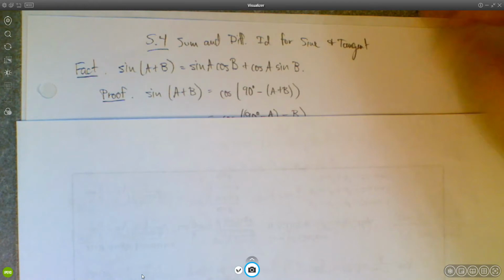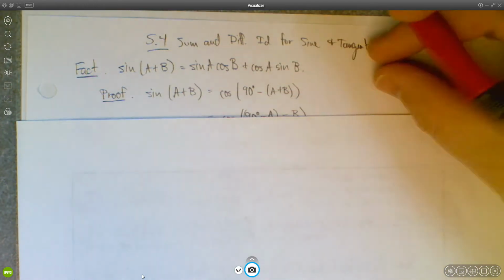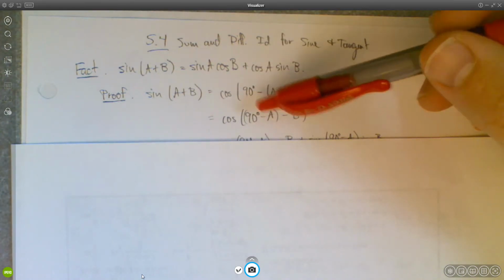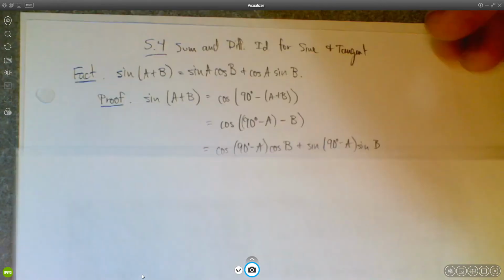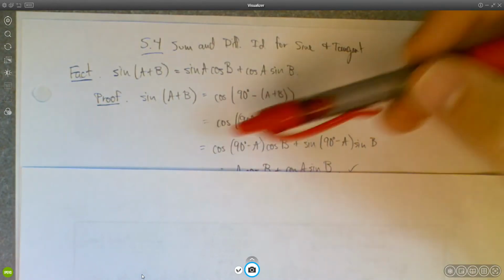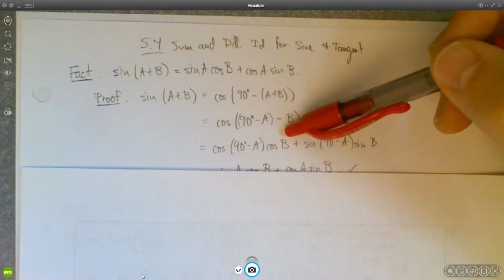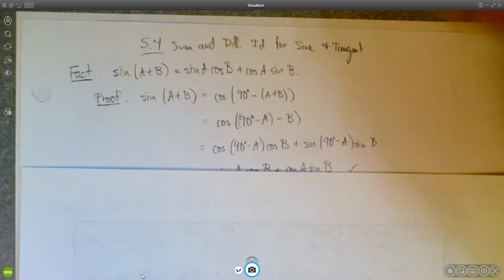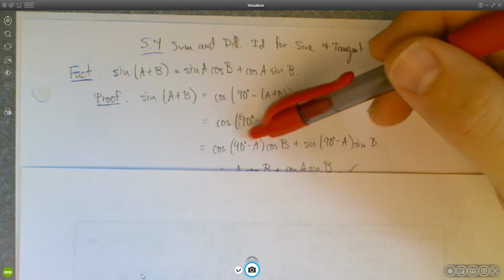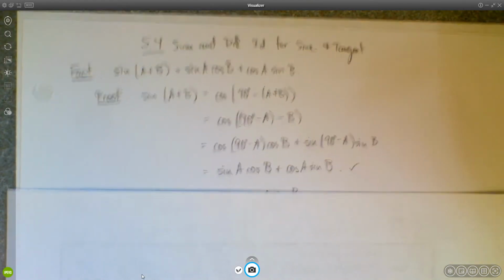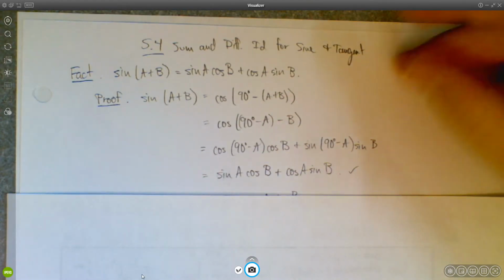Then we can distribute that negative sign and regroup. So this is 90 degrees minus a and then minus b. And then we can apply the difference identity for cosine. So cosine of 90 degrees minus a minus b is cosine of 90 degrees minus a cosine of b plus sine of 90 degrees minus a sine of b. And then we use cofunction identities again to call this sine and call this cosine, and that proves the statement.